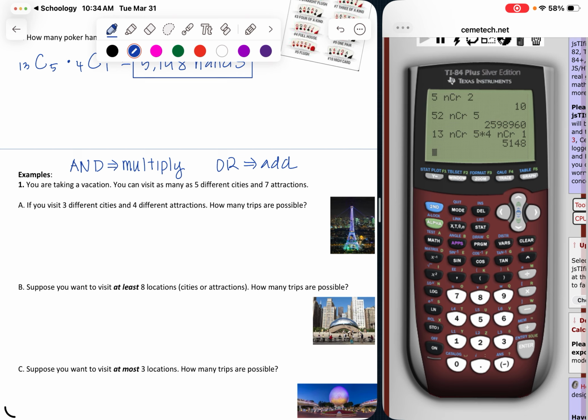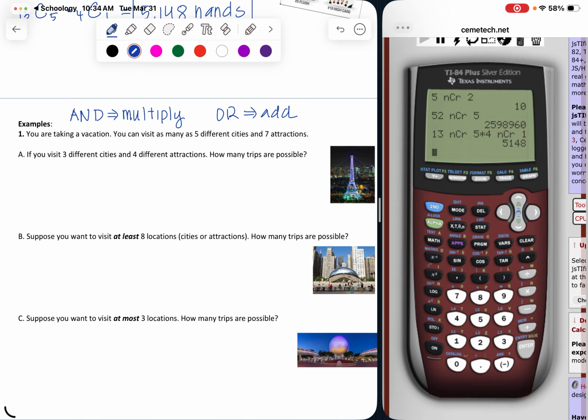You are taking a vacation. You can visit as many as 5 different cities and 7 different attractions. If you visit 3 different cities and 4 different attractions, how many trips are possible? See the word and, I'm going to multiply, right? So I want to choose 3 different cities out of the 5 different cities. So the order does not matter because it doesn't say in this certain order. So I'm going to use combinations. 5 choose 3, and then for this one I'm choosing 4 different attractions out of the 7 different attractions. So 7 choose 4. And once again, the order does not matter.